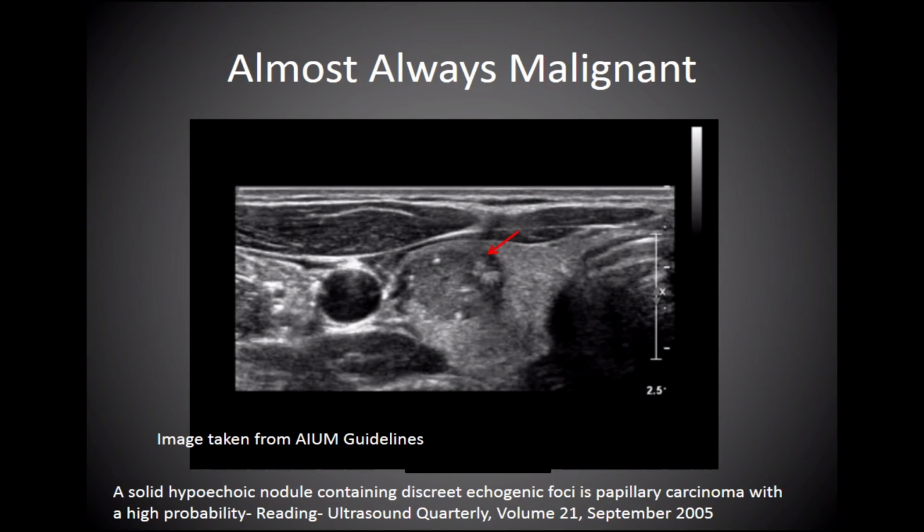The features with the best specificity for malignancy are microcalcifications. 88% of those are malignant. Central vascularization, meaning a large artery or vessel goes into the center of the nodule, 78% of those are malignant. Irregular margins, about 83% of those are malignant. And a taller than wide shape, 97% of those are malignant. What that means is the lesion is growing across the normal lobular septations of the thyroid.